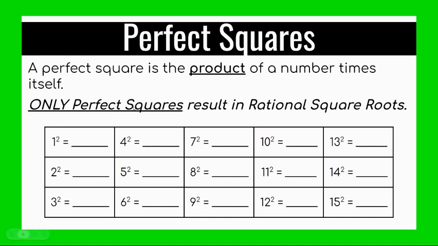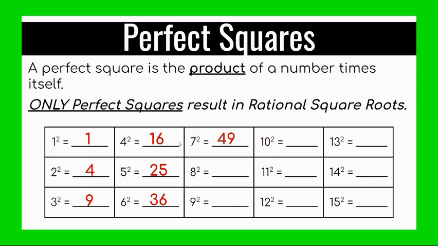So a perfect square, starting with 1 squared, well, that's 1 times 1, which is 1. 2 squared, that's 2 times 2, which is 4. 3 squared, 3 times 3 is 9. 4 squared, 4 times 4 is 16. 5 squared, 5 times 5 is 25. 6 squared, 6 times 6 is 36. 7 squared, 7 times 7 is 49.